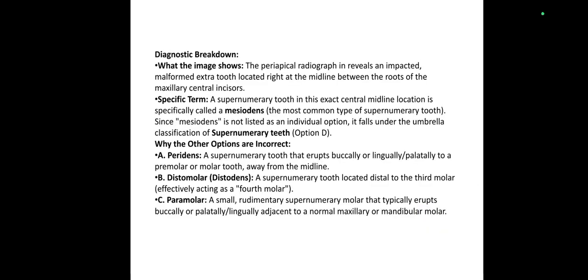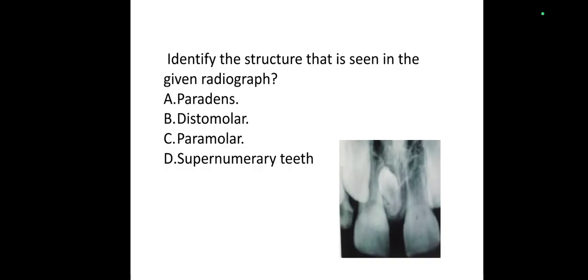If your exam radiograph shows an extra impacted malformed tooth right at the midline between the maxillary central incisors, it is a mesiodens. Since mesiodens is a type of supernumerary tooth, supernumerary teeth is our correct umbrella option.